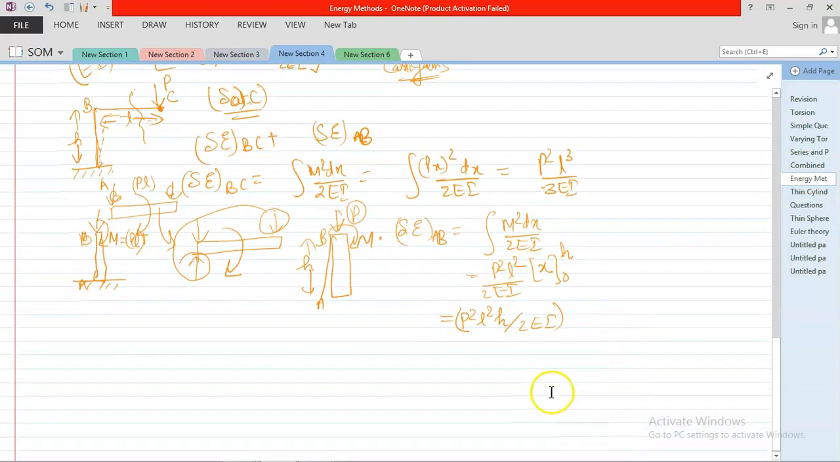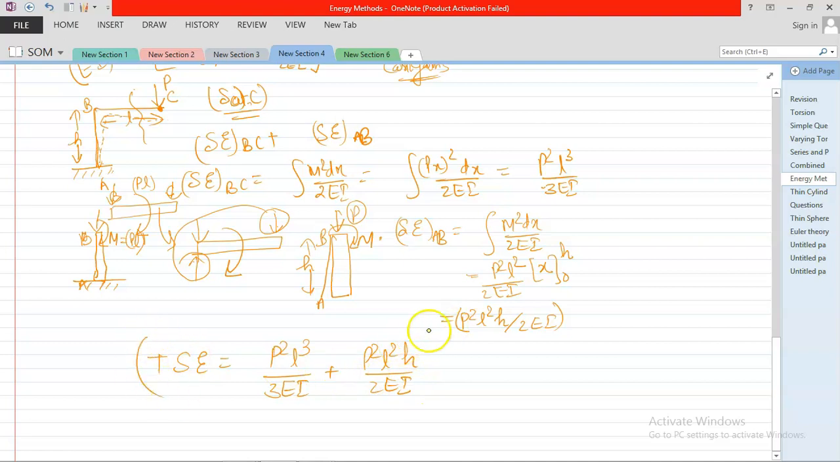Now your total strain energy would be P squared L cube upon 3EI plus P squared L squared h upon 2EI.